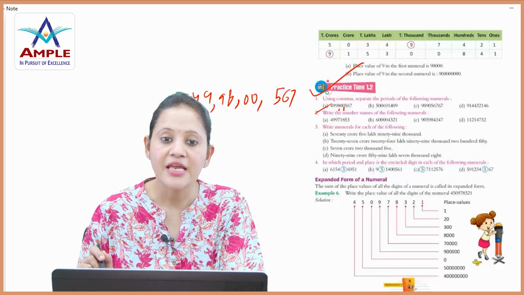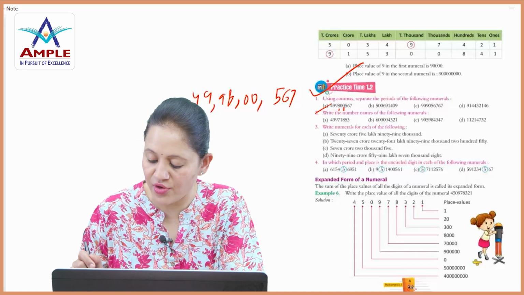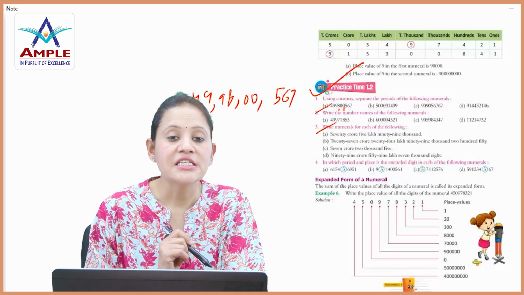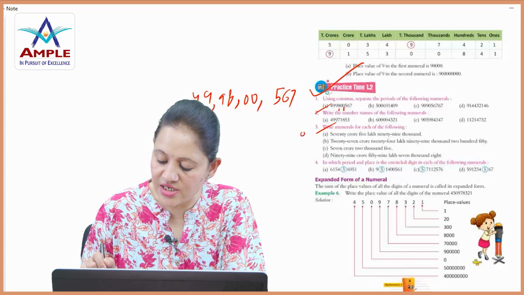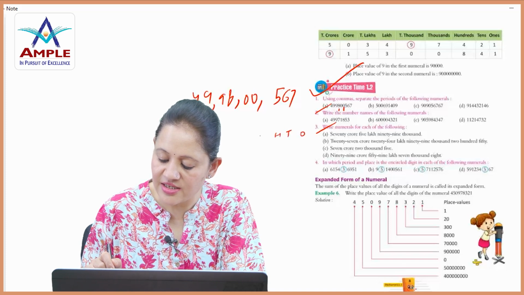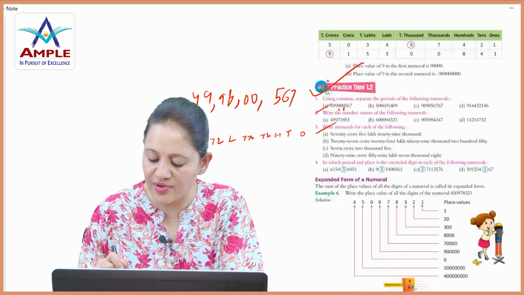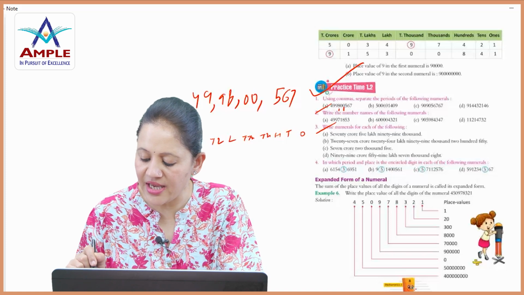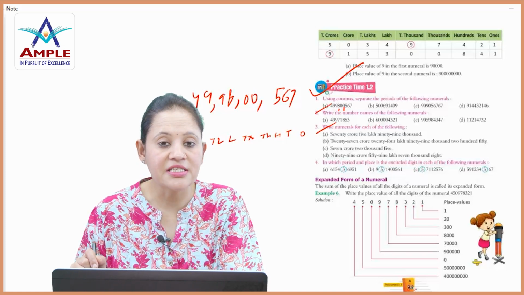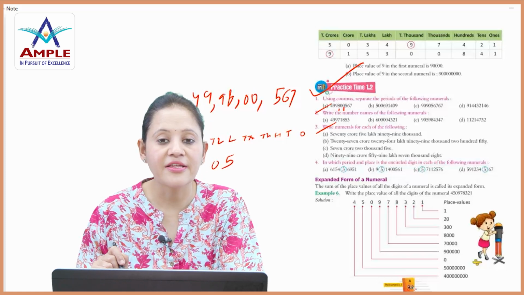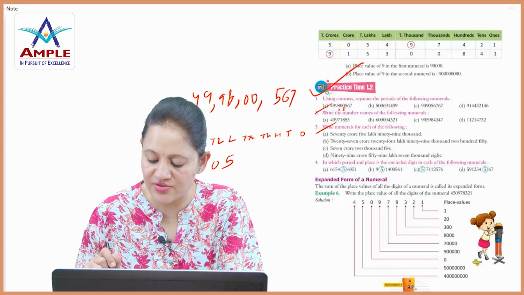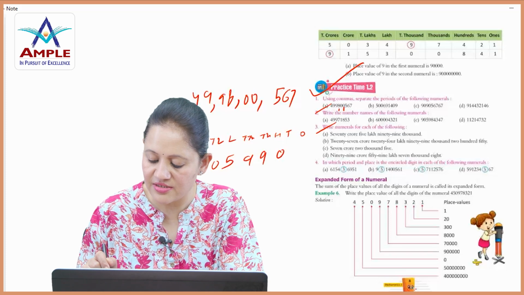So the number name will be 4 crore 99 lakh 71,853. Clear? Next, write the numerals for each of the following. Now we have to write the numeral for 7 crore 5 lakh 99,000. Start from crore: 7 crore, then 5 lakh, then 99,000.